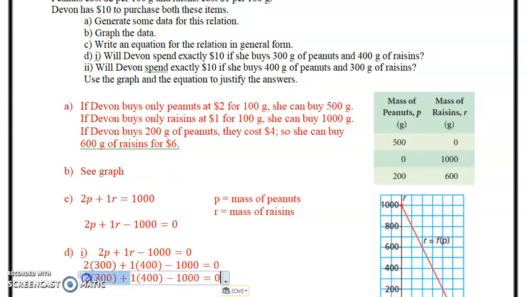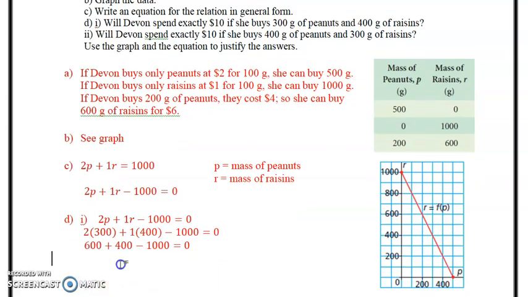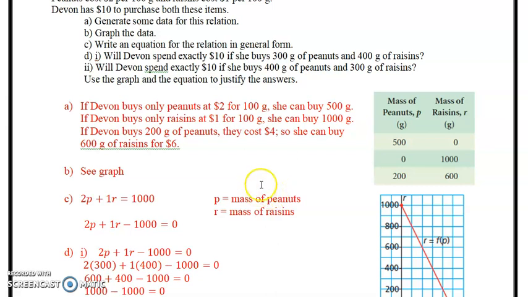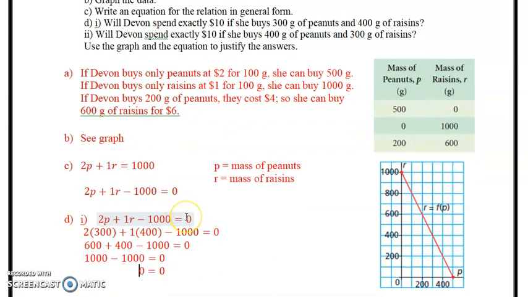So it's 2 times 300 would be 600. 1 times 400 is 400. And 600 plus 400 is 1,000. And 1,000 subtract 1,000 is obviously 0 equals 0. And that's it. Once both sides are equal, the answer would be, will Devin spend exactly? Yes, Devin will spend exactly $10. Okay?